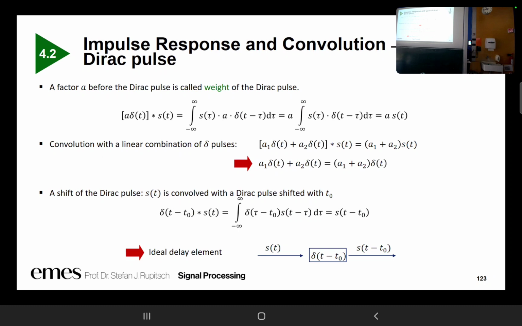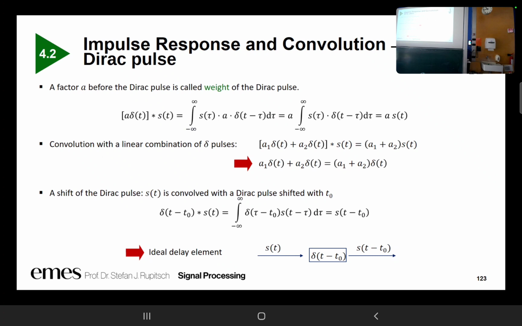A factor a before the Dirac pulse is called the weight of the Dirac pulse. It's also very simple, because what's the area of the Dirac pulse? What's the result of the integral of the Dirac pulse? One exactly, and if we have a scaling factor, then it's 1 times the scaling factor. Very simple. And due to the linearity, the shift of the Dirac pulse is equal to a delay of our signal. If we have a shifted version of the Dirac pulse, we can delay our signal.